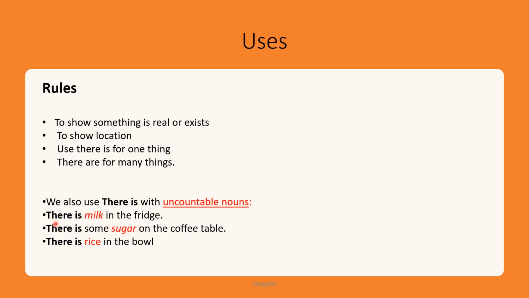For example, there is milk in the fridge. There is some sugar on the coffee table. There is rice in the bowl.